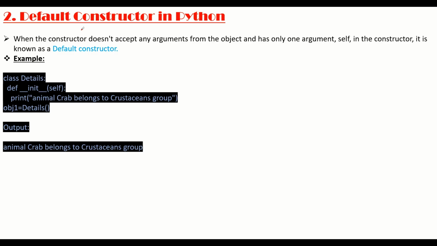So the second one is default constructor in Python. When the constructor does not accept any arguments from the object and has only one argument, so the one argument is self, in the constructor, it is known as default constructor. So in default constructor, there is only one argument and the argument is self. So similar to this code, here only one argument, self.